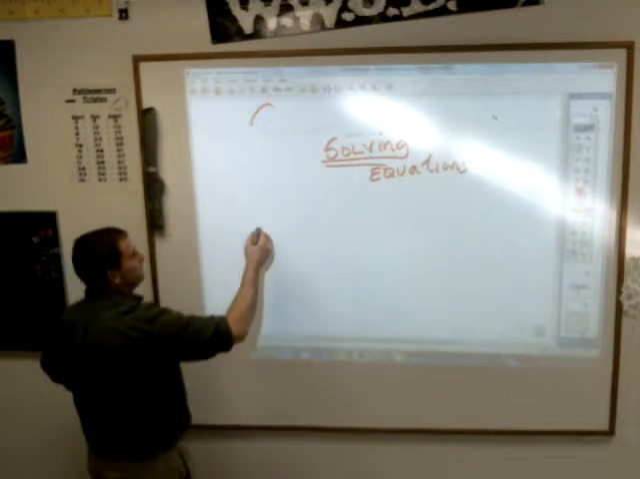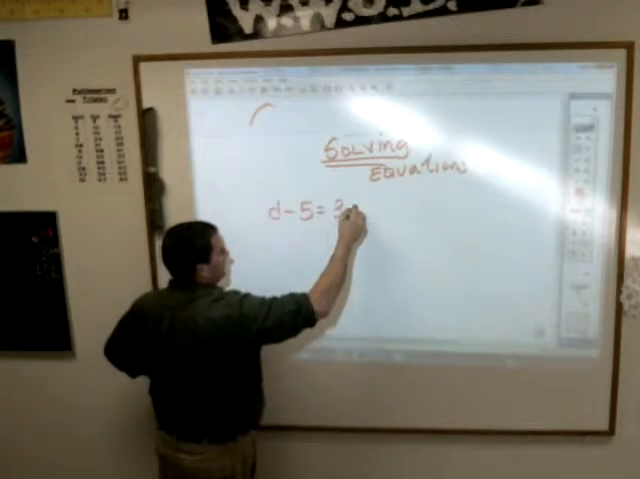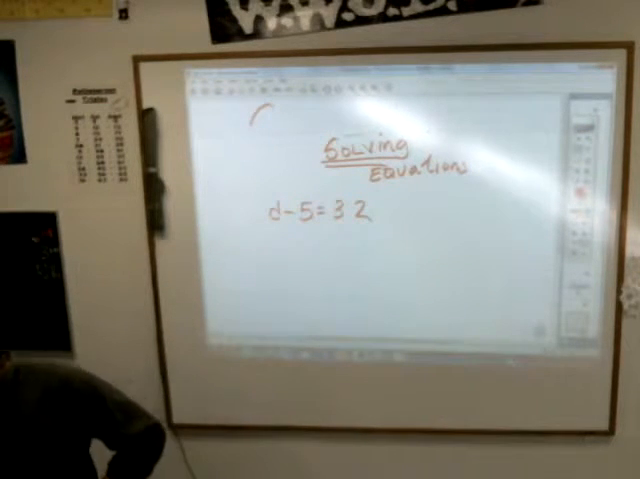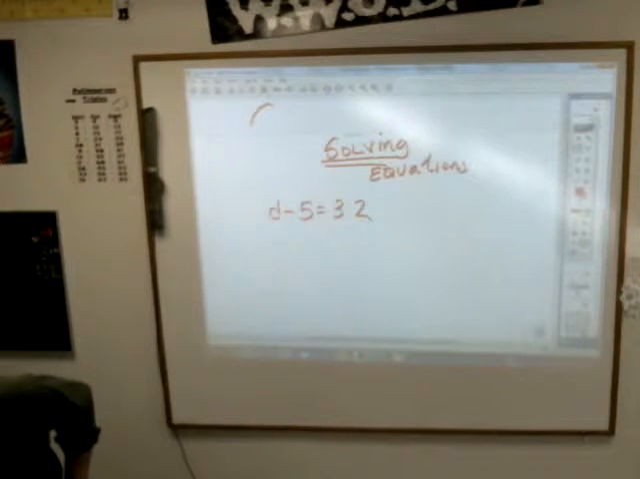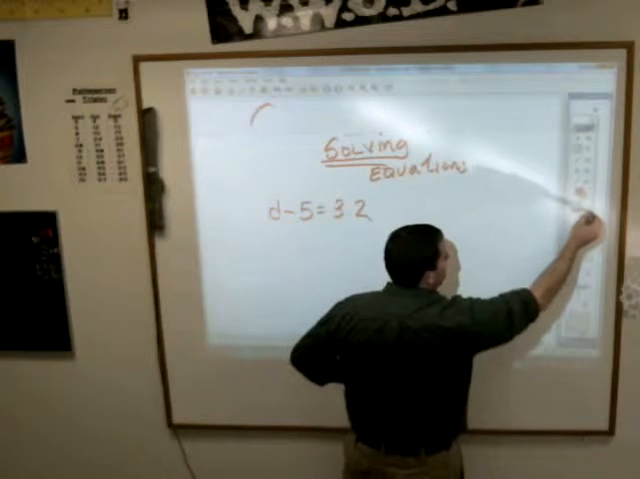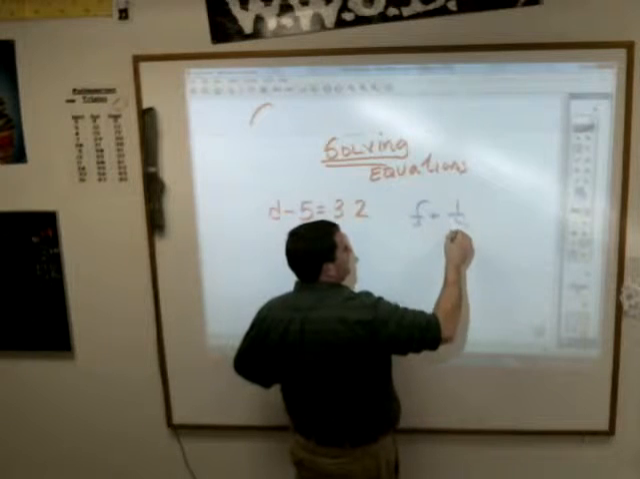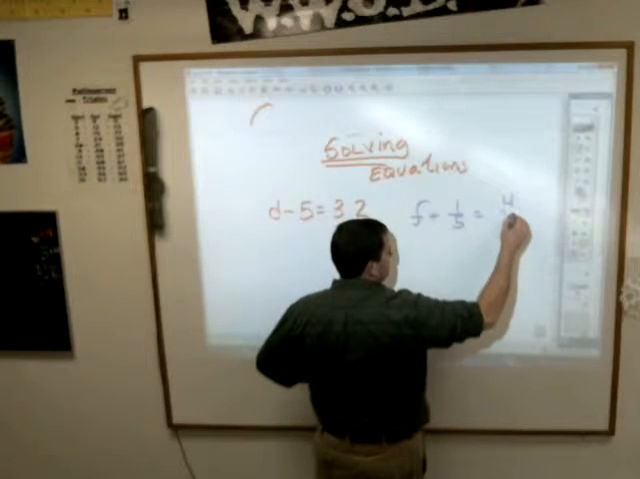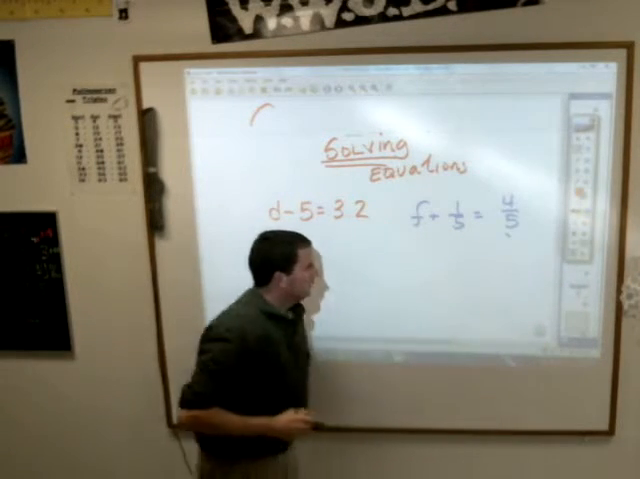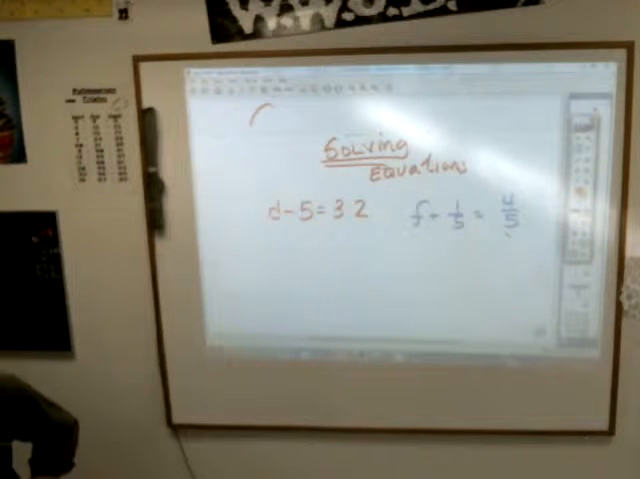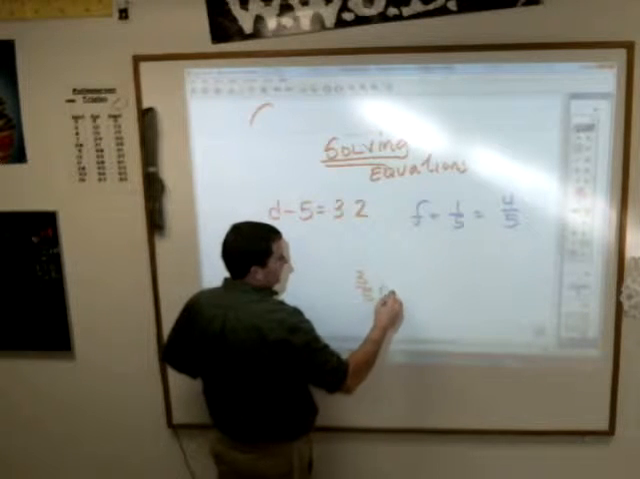Write this down. D minus 5 equals 3.2. Write down this one. F plus 1/5 equals 4/5. And one final one here. Let's make this one 3/5 N equals 1.